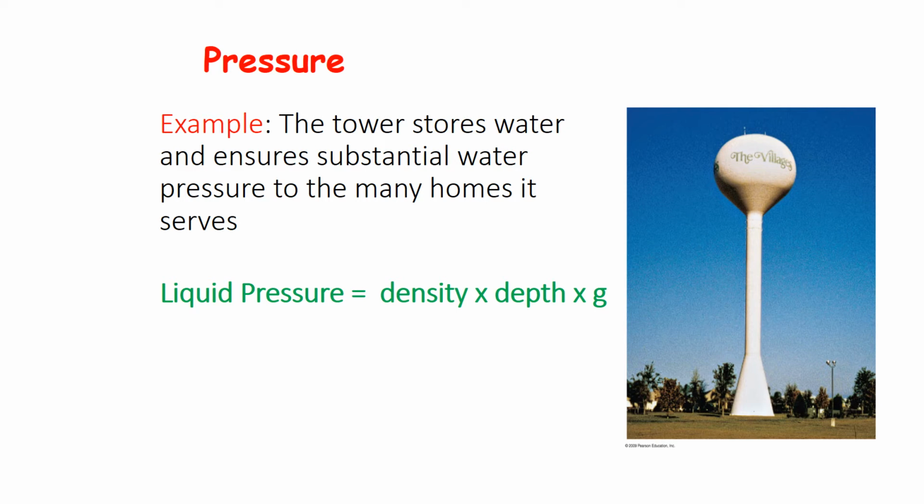The water tower, which stores water and ensures substantial water pressure to the many homes it serves, also benefits from the equation that liquid pressure equals density multiplied by depth multiplied by gravity. In this case, the water is at a high place and the tap water in the houses is at a lower one, so the difference in pressure will push the water. This will exert pressure on the water at the tap and push it down easily.